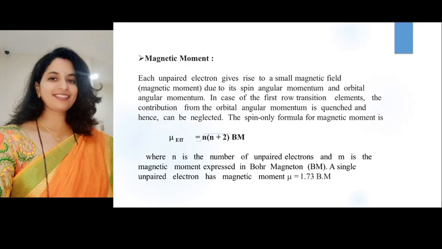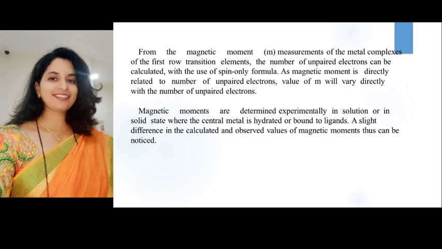The spin-only formula for magnetic moment is mu effective equals square root of n(n+2) BM, where BM stands for Bohr magneton and n is the number of unpaired electrons. Magnetic moment is expressed in Bohr magneton. A single unpaired electron has magnetic moment mu equal to 1.73 BM. From the magnetic moment measurement of the metal complexes of the first row transition elements, the number of unpaired electrons can be calculated with the use of the spin-only formula.